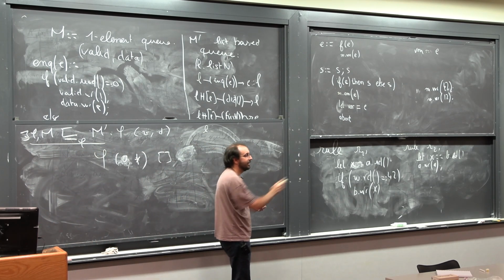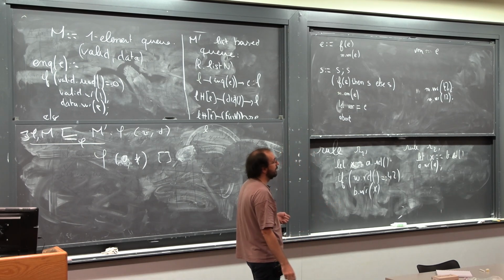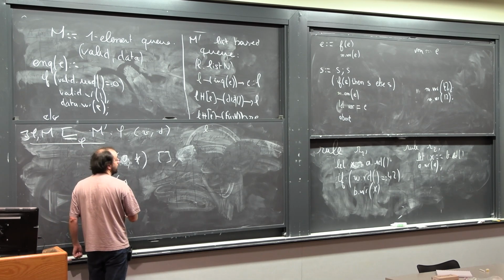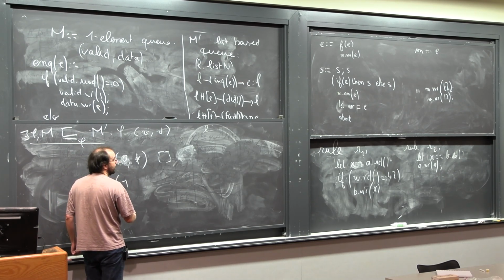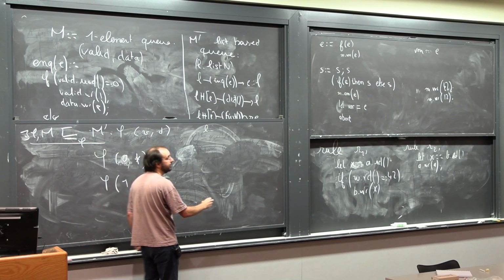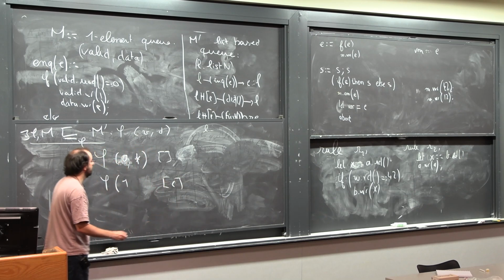Yes? Let's alternate. So if valid is true and the list is, yeah, in this case, the list has a single element. Okay. 1, 2, 3, 4, 5. Okay. And then, what do we put here?